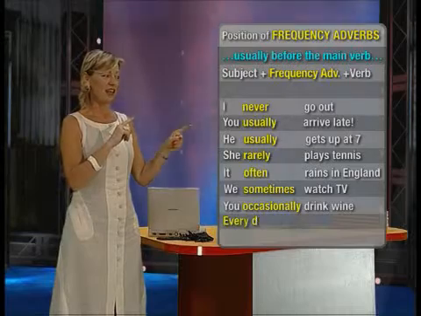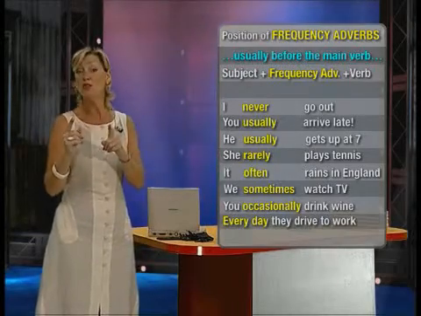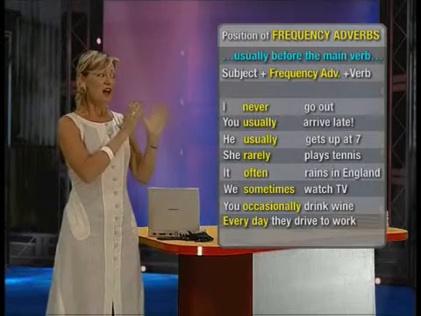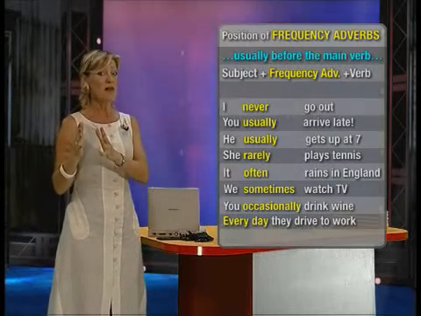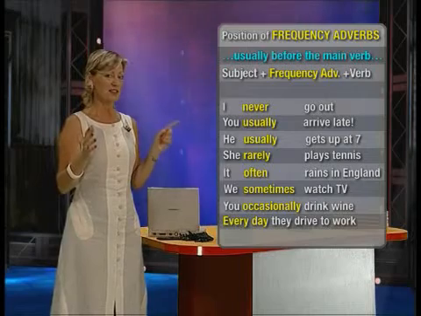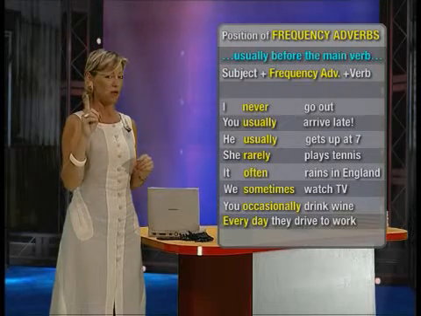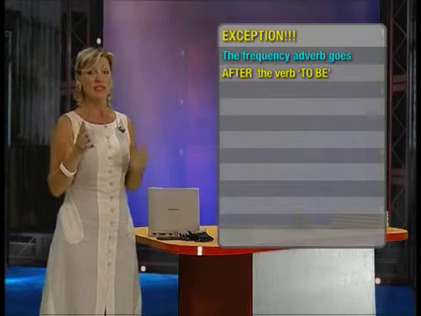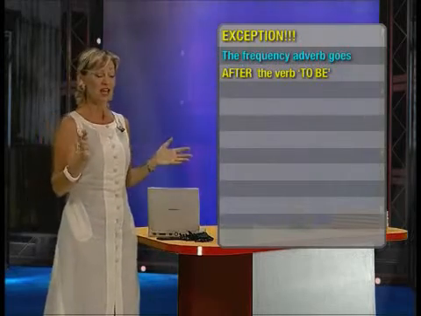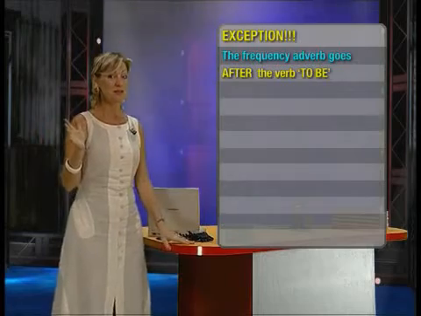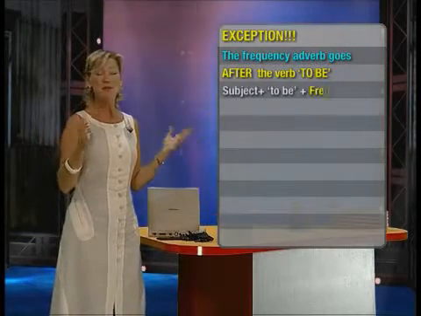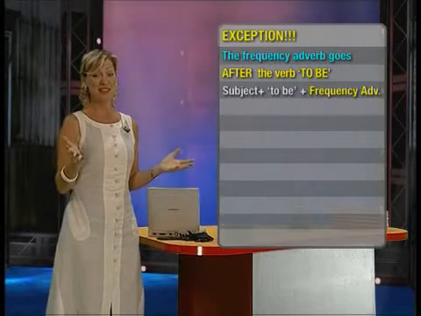Every day they drive to work. Usually every day we put at the beginning. But the others are always before the main verb and after the subject. Now, one problem. There is an exception to the rule, which is typical of the English language. And what is the exception? The exception is the verb to be. The verb to be is always an exception in English.